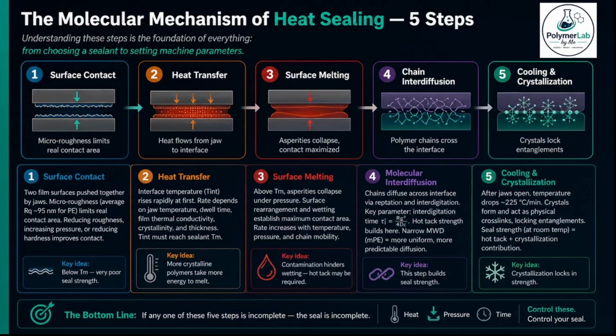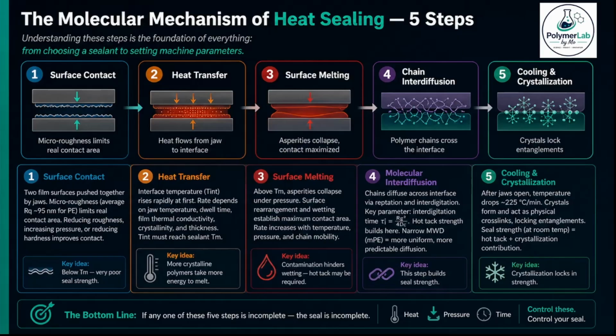The second one, step 2, heat transfer. The jaws transfer heat into the film. The interface temperature rises rapidly at first, then more slowly as it approaches jaw temperature. This step depends on jaw temperature, film thickness, thermal conductivity of the polymer, and the crystallinity of the material, because more crystalline polymer takes more energy to melt.